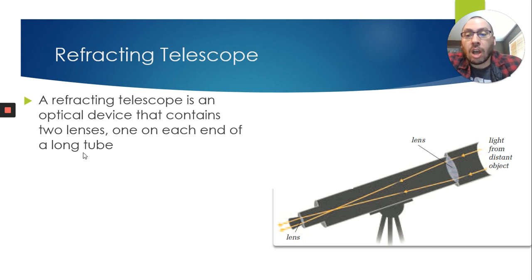A refracting telescope is an optical device that uses two lenses. Lenses bend light, refract light. So because of that, they use two lenses, one on either end of a long tube, to bend that light.